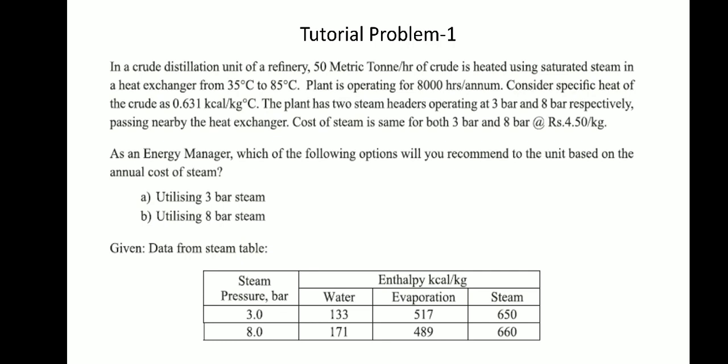Then we have discussed one tutorial problem. In a crude distillation unit of a refinery, 50 metric tons per hour of crude oil is heated using saturated steam in a heat exchanger from 35 degrees Celsius to 85 degrees Celsius. The plant is operating for 8,000 hours per annum. Consider specific heat of crude as 0.631 kilocalories per kg degree Celsius. The plant has two headers operating at 3 bar and 8 bar respectively, passing nearby the heat exchanger. Cost of steam is the same for 3 bar and 8 bar at rupees 4.5 per kg. As an energy manager, which of the following options will you recommend to the unit based on the annual cost of steam?